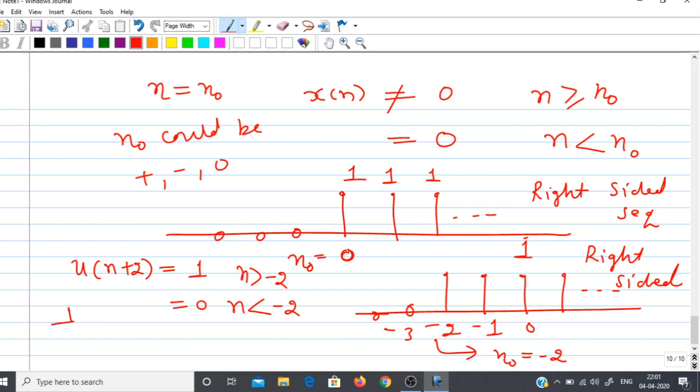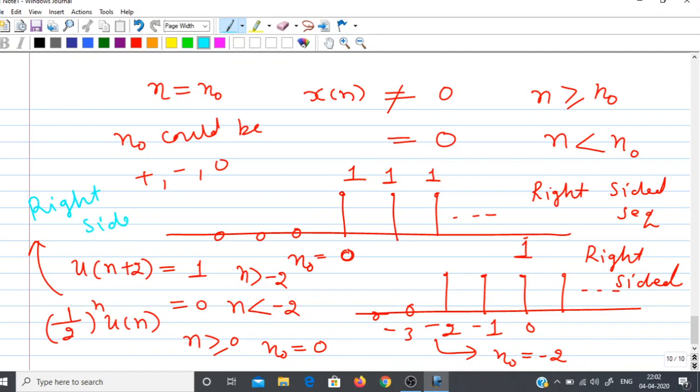And this sequence which we took, half to the power n u[n], which kind of sequence is it? Naturally, because it is multiplied by u[n], it is extending to the right side. Extending to the right side means what? It has non-zero samples for n greater than or equal to 0. So n naught in this sequence is 0. So this half to the power n u[n] is also an example of a right-sided sequence.